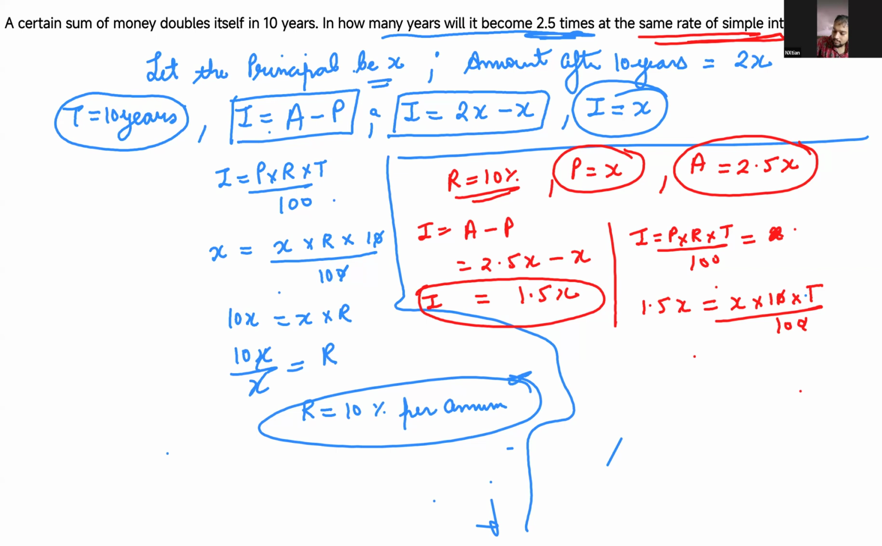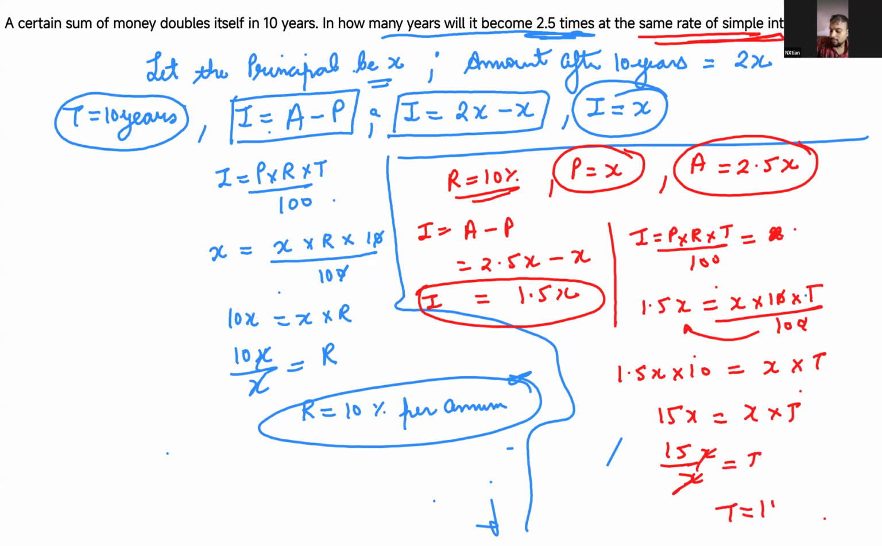Now this and this will cut, so this will become multiply. So 1.5 × 10 = x × t. It will become 15x = x × t. Now this will divide, so 15x / x = t. This and this will cut. So t = 15 years. Now what does this mean? This means that in 15 years, the money will become 2.5 times.